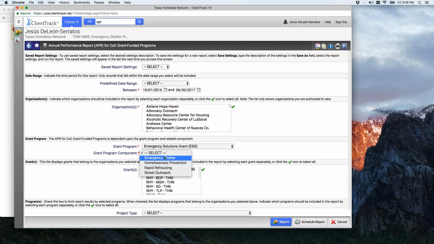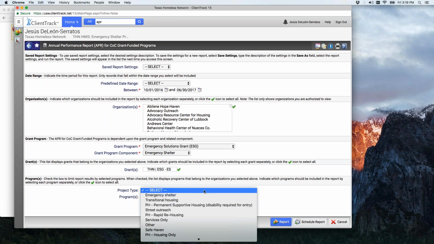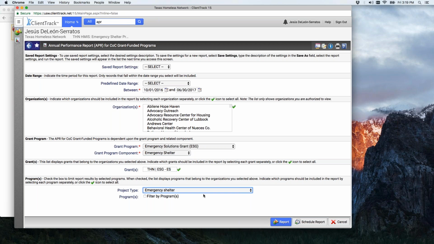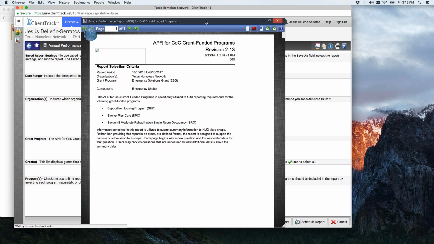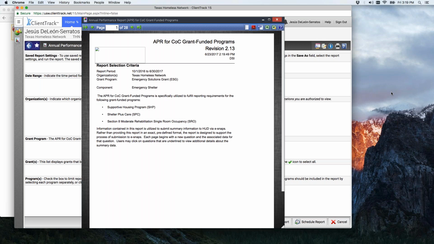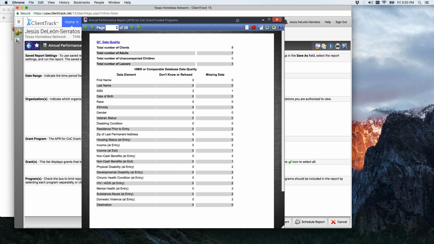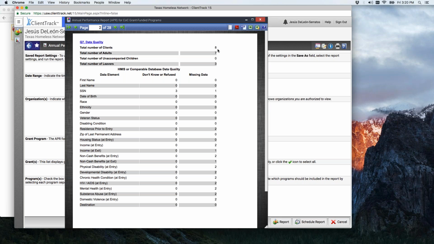We have Emergency Solutions Grant. I'm going to say this for an emergency shelter because I'm running a report on the hypothetical emergency shelter that Texas Homeless Network has. And I'm running this report. I want to run the report just to show you really quick what happens when there are no annual assessments. All right, and the report obviously will take its time. In some cases, it'll be really fast. In some cases, it'll be a little slower, depending on how much data you have in here. For this one, we have 8 clients over there.